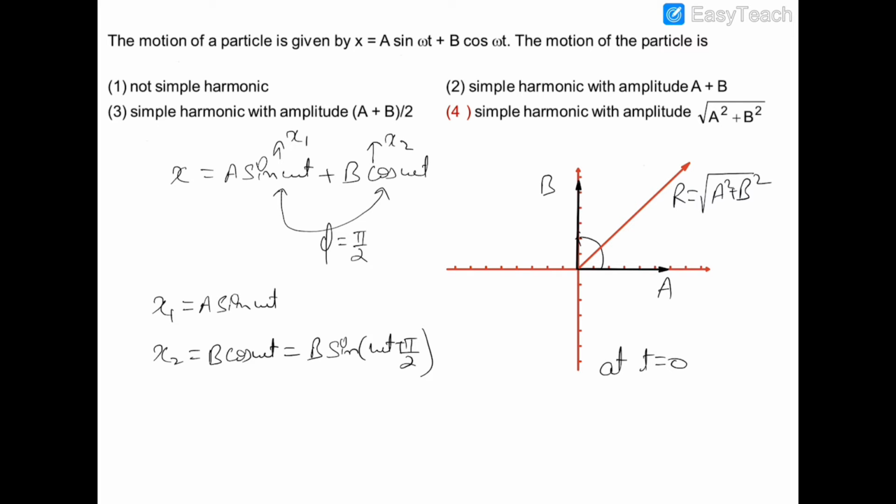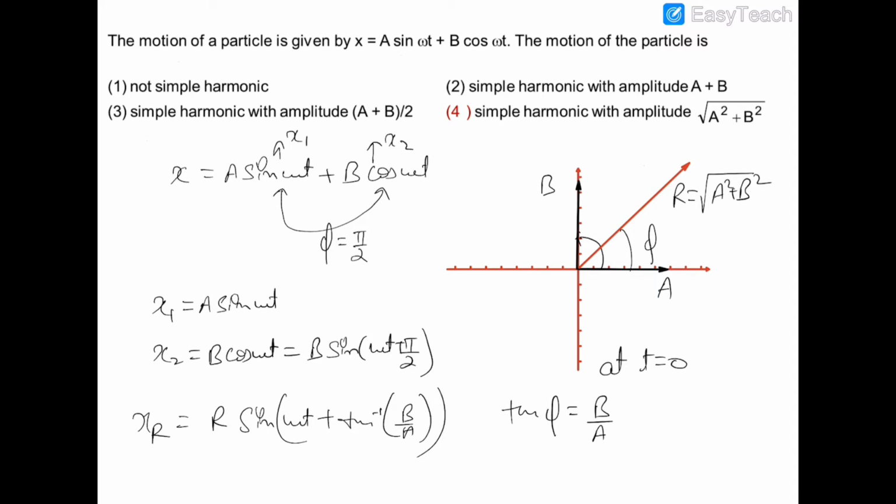So this is a simple harmonic motion, and I can also find out its equation. You can write down this tan phi as b upon a. So the resultant SHM would be equal to r, which is equal to under root a square plus b square, sin omega t plus tan inverse b upon a. So this is the resultant SHM.